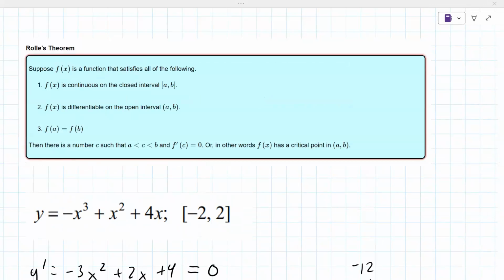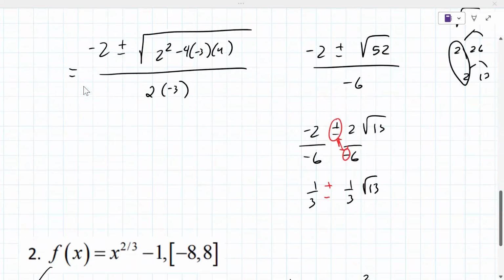Okay, so we should do some mean value theorem problems next. Is that okay? Yes. All right. So there's a whole other list of rules for mean value theorem. See if I can pull those up.